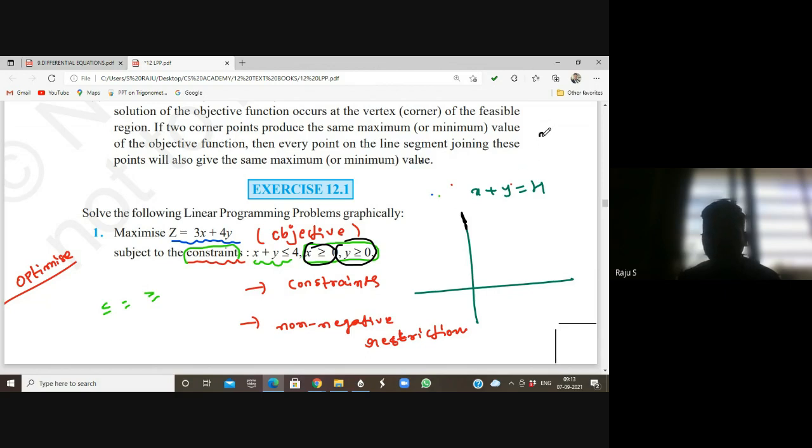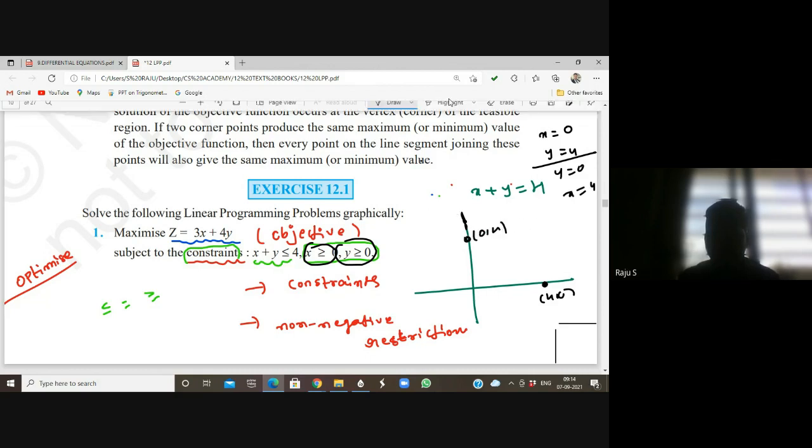Okay, I'll write each and every step, don't worry. But roughly I'm explaining to understand a very easy problem. When I put x is equal to 0, here y is equal to 4. When y is equal to 0, x is equal to 4. You can identify these points on the x-axis and y-axis. Here x value 4, y value 4, 0 comma 4.